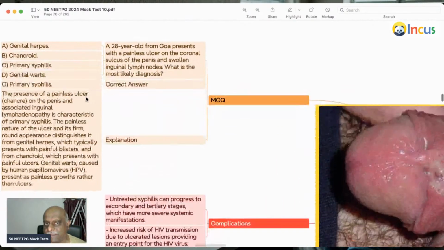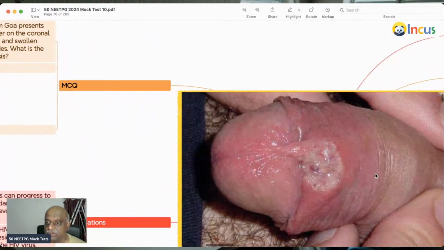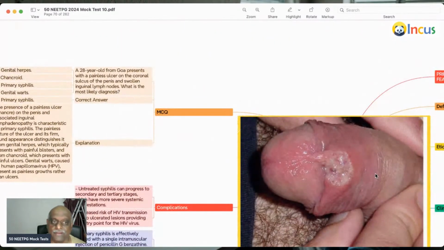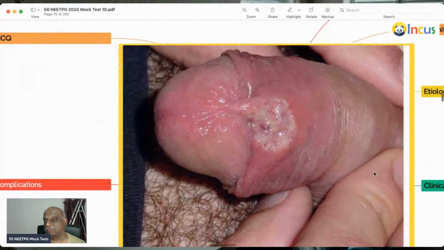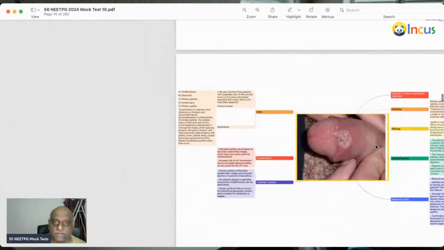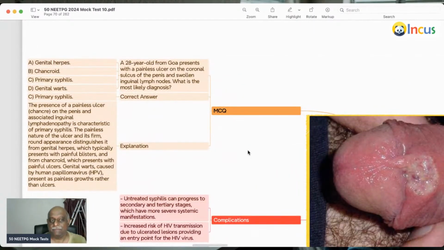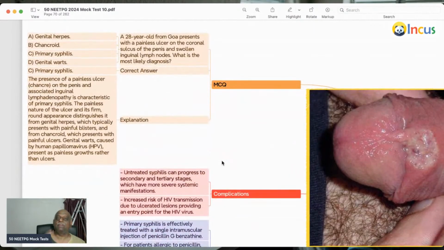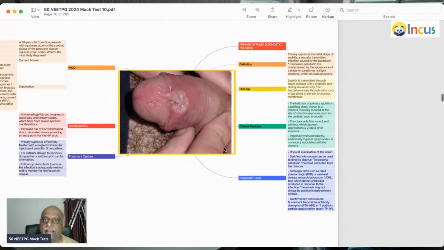A 28-year-old from Goa with a painless ulcer on the coronal sulcus of the penis with swollen inguinal lymph nodes. So what is your diagnosis, doctor? Typically it is a painless ulcer on the penis with inguinal lymphadenopathy, characteristic of primary syphilis, is what you need to remember. So once more, I leave to you the literature.